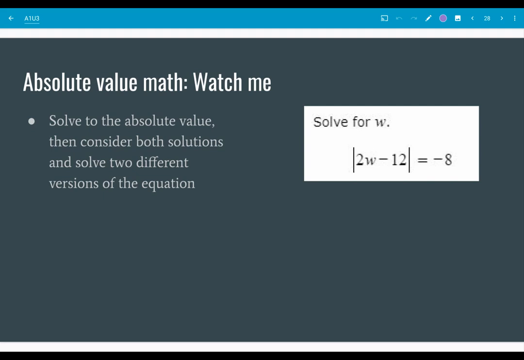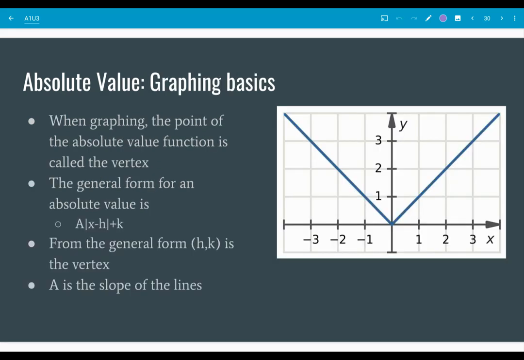So this one is unique because there's -8. There's no way for us to get a -8 out of an absolute value, because absolute value is the distance away from 0. So this one's easy in that we can say it is no solution. Talking about absolute value and graphing of absolute value.